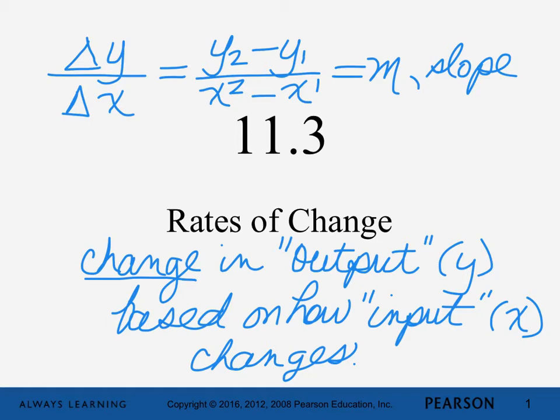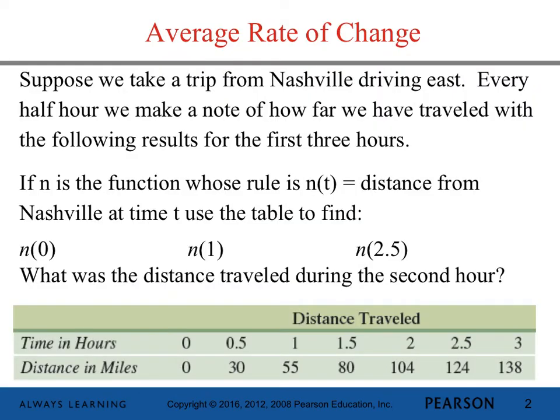So with that in mind, let's try to talk through the next example and thinking about how slope ties up with what we're talking about. So suppose we take a trip from Nashville driving east, which means we're coming from Nashville back to East Tennessee, and every half an hour we're going to make a note of how far we traveled with the results that are listed in this table below for the first 3 hours. The function that we're interested in here is the one that has the rule n of t is equal to the distance from Nashville at any particular time t.